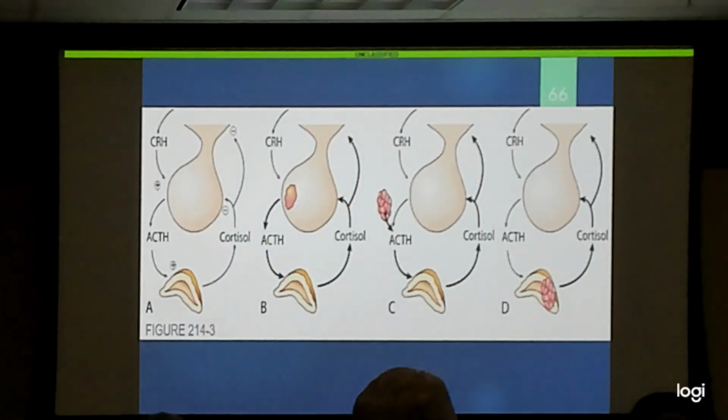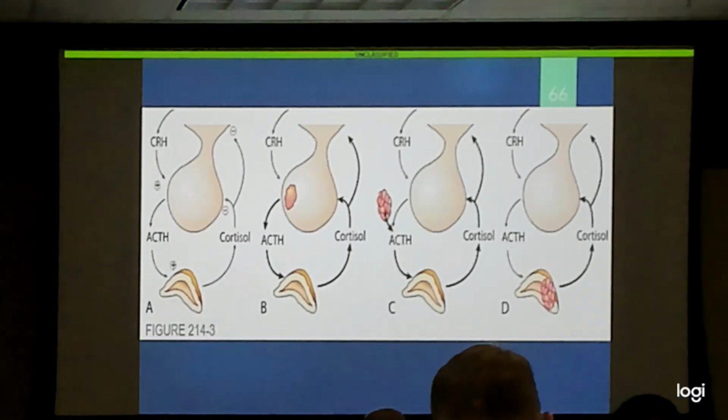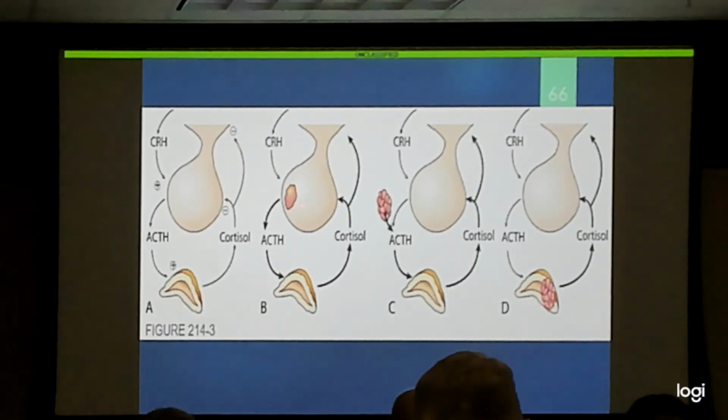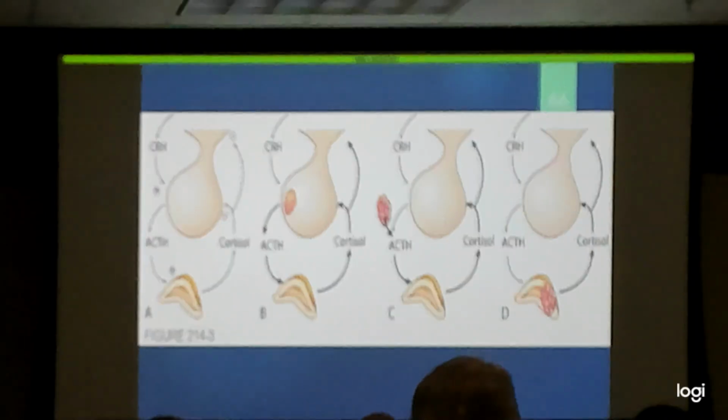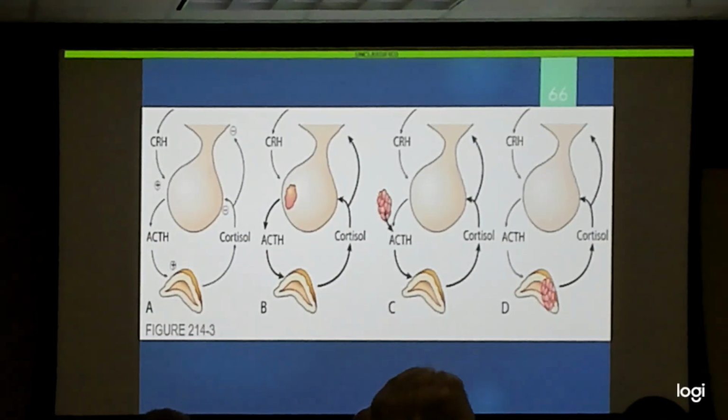I like pictures. So A is what a normal human being does. Good job, you guys are all A. So what condition would you guess that B is? That's the pituitary up there. What condition do you think that is? Cushing disease, exactly. So I'm making too much ACTH, so I'm making too much cortisol, because the adrenal gland is just a dumb thing. It's doing what it's told.